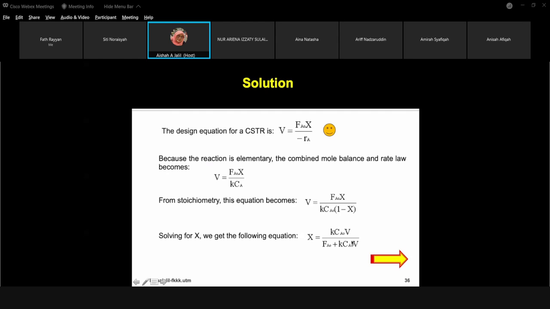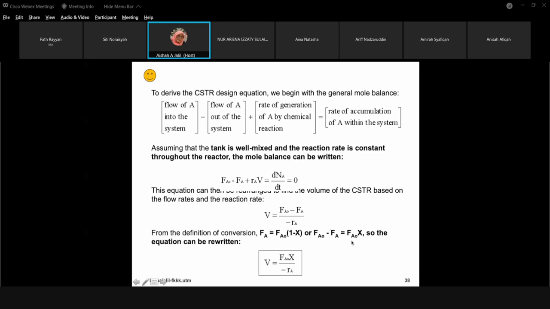Okay, simple one. To derive the CSTR design equation, you have to get the V here. How to get the V? V equals F0 X over negative rA.